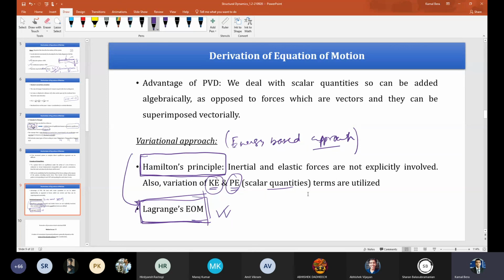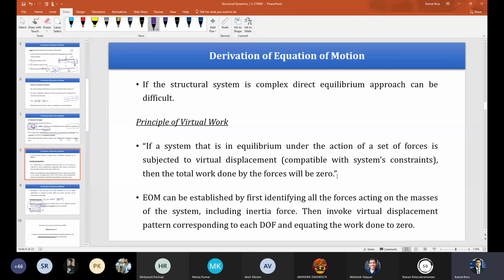So in that regard, Hamilton's principle and finally the Lagrange equation of motion will be much more convenient. The principle of virtual work will also be used in conjunction with Hamilton's principle to make things more convenient. If a system is in equilibrium under the action of a set of forces, and I give some virtual displacement to the system, which obviously has to be compatible with the boundary conditions, like in a cantilever wing where we cannot give virtual displacement at the fixed end, that is what this bracket term means: compatible with the system constraint.